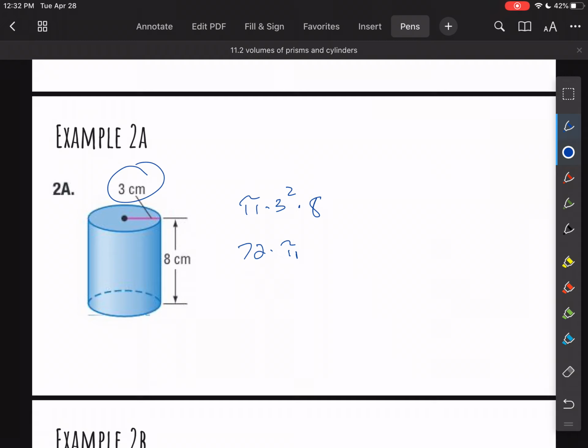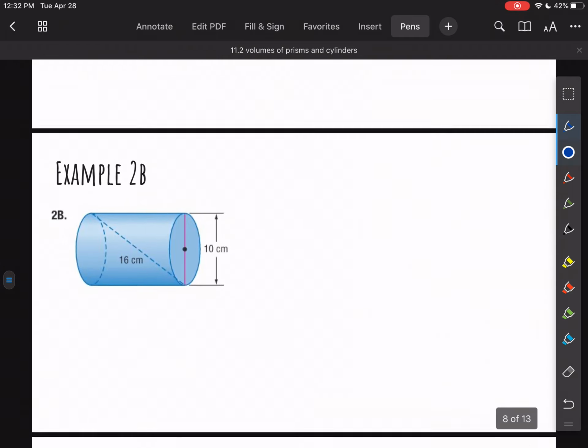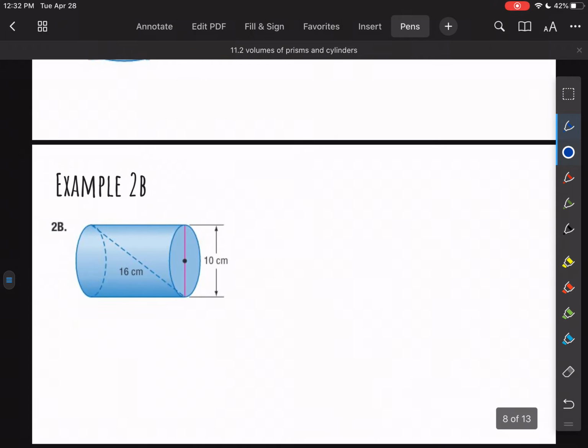So I think in your books they're going to want you to round this to the nearest tenth. So 72 times pi. Let me do it really quick on my calculator, and I get 226.2 centimeters cubed. Okay, for 2b, this is a little bit different of a challenge here.